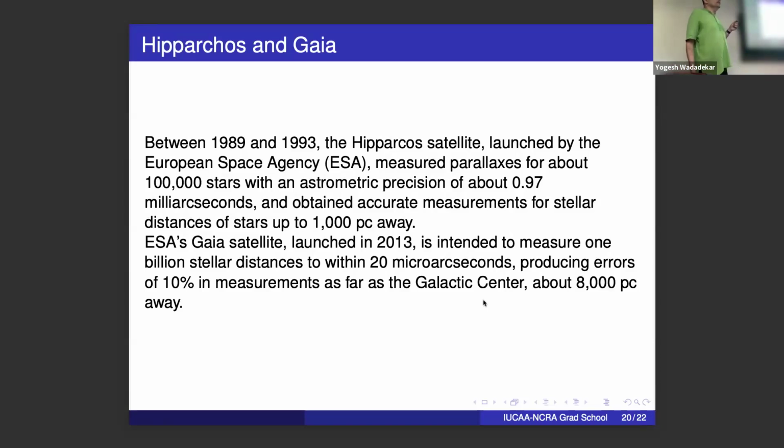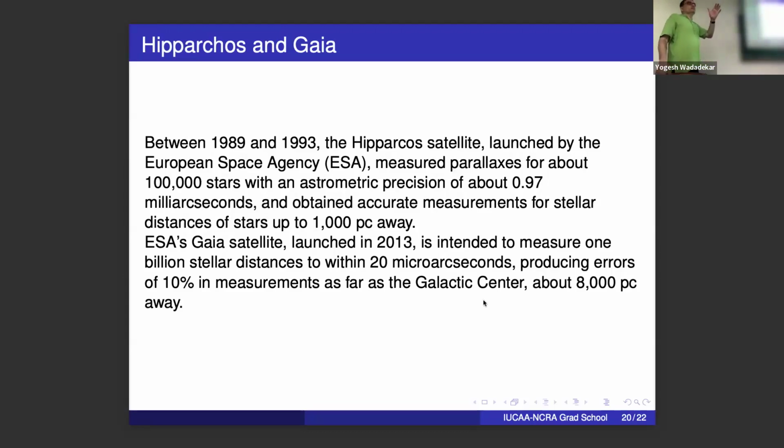1 milliarc second means you can reliably detect and measure distances up to 1000 parsecs. That's about 3000 light years. Now, there is a next generation version of Hipparcos, which is called Gaia. It launched in 2013. It is intended to measure 1 billion stellar distances to within 20 microarc seconds.